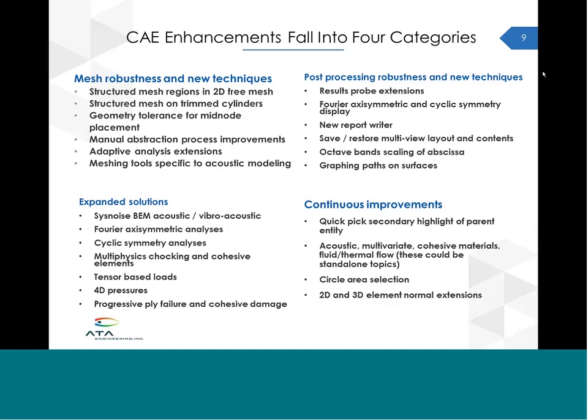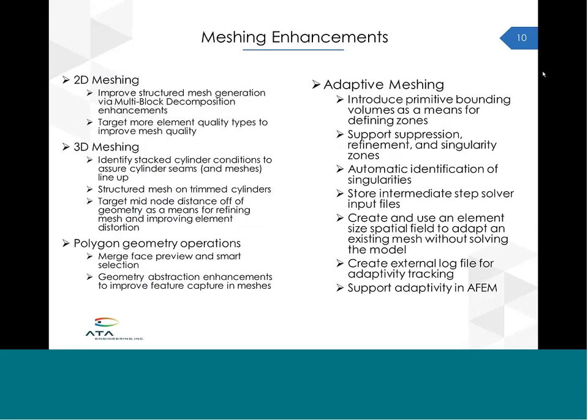There's an assortment of enhancements to support acoustics, multivariate, and cohesive materials. A little enhancement to allow for selecting circle areas. Previously, you've just been restricted to selecting box areas. And a few enhancements to support the visibility of 2D and 3D element normal directions. Now, in the next set of slides, I'll dive through and describe some of these in more detail. And I'll start with the meshing enhancements.